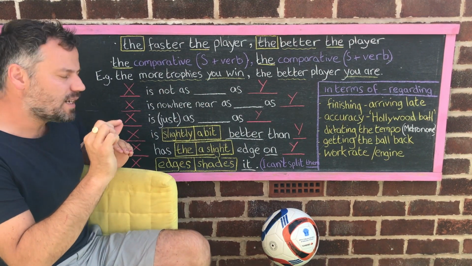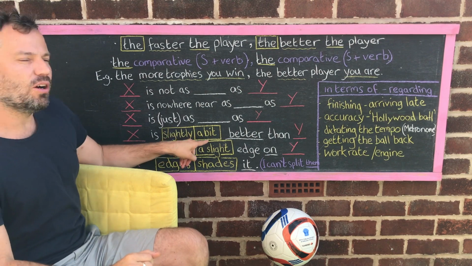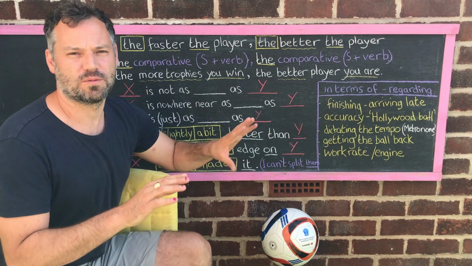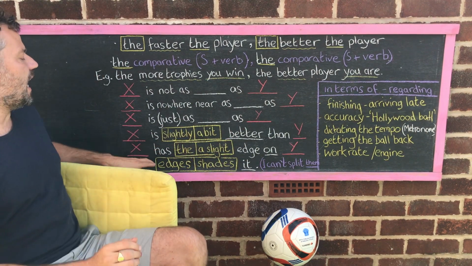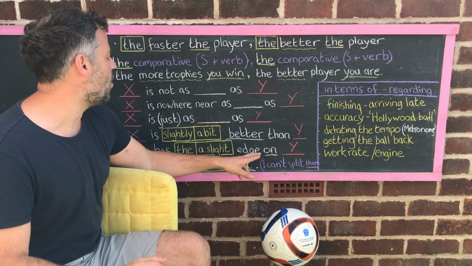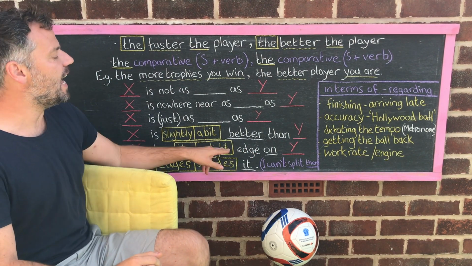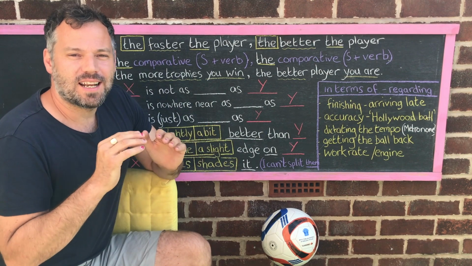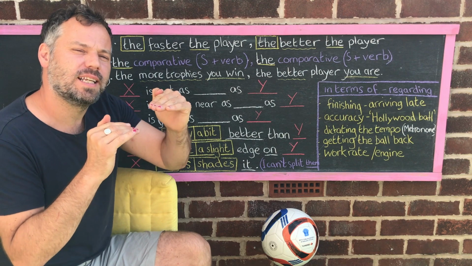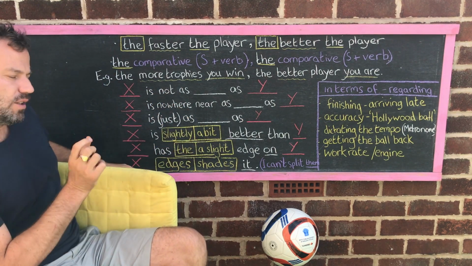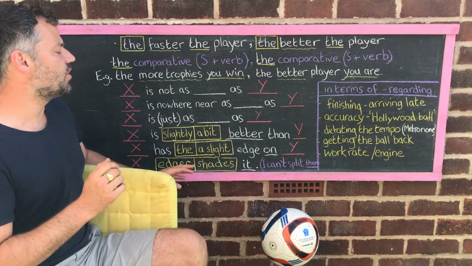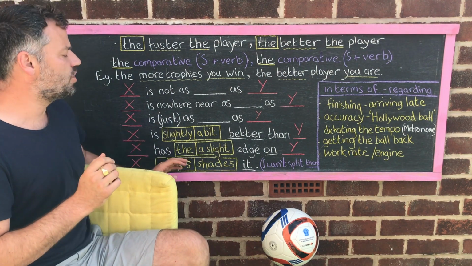Or it's very close, you can use slightly or a bit. Gerrard is slightly or a bit better than Scholes, for example. Or, this is a nice phrase, Gerrard has a slight edge on, or Gerrard has the edge on Scholes. So this means that it's very close, but one player is just a little bit better. Or you can use it as a verb, so edges and shades. Gerrard edges it, or Gerrard shades it.